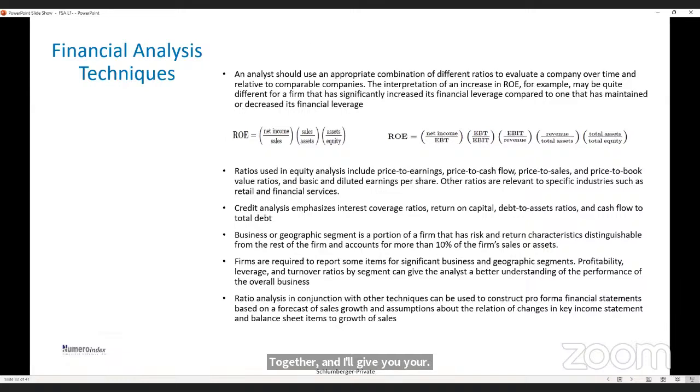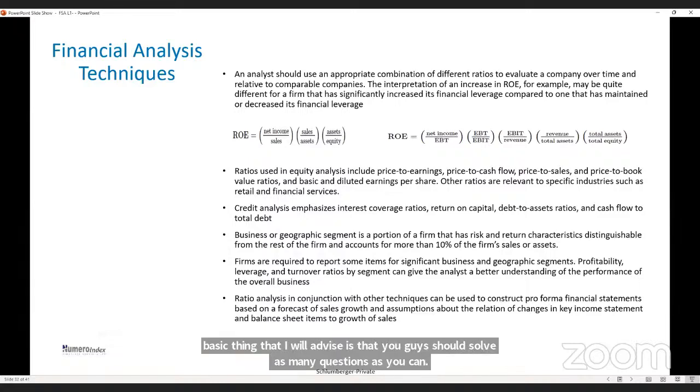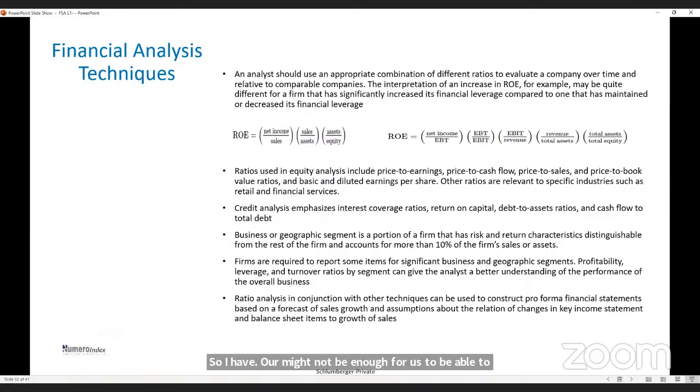So the basic thing that I will advise is that you guys should just solve as many questions as you can. 2 hours, 2.5 hours might not be enough for us to be able to delve into all these things. But with what I've seen, I think our strategy going forward is going to be mainly question and answer. Then we will use that question and answer to solve the questions, to remind you of the, what is it called?